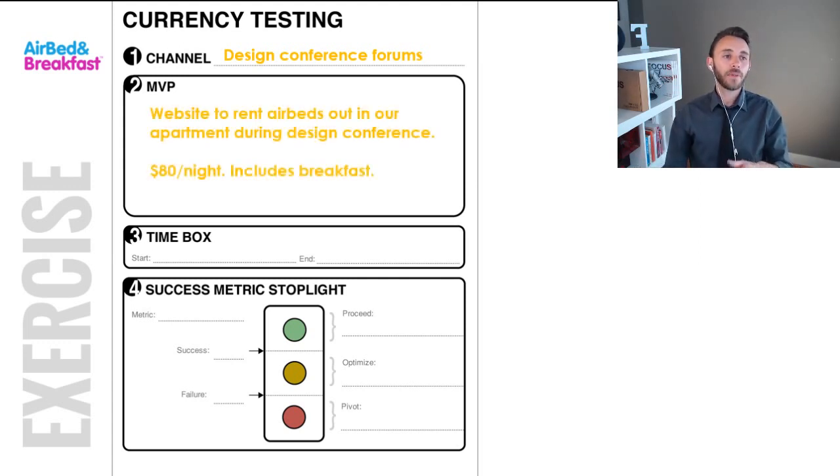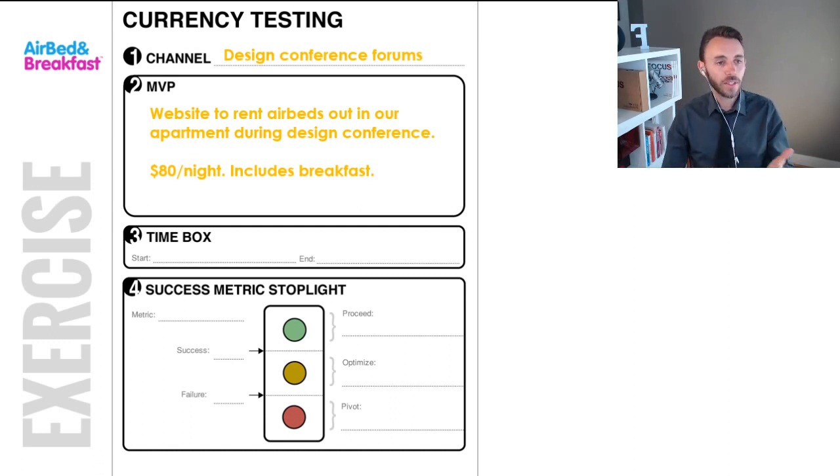All right, the next step is that students are going to describe their MVP. Again, it doesn't need to be a full working prototype. We don't need to go crazy here. All we need to do is demonstrate what problem they're going to try and solve and how they're going to try and solve it. So in this case, they're going to have a simple website that describes that they're renting out airbeds and they're going to charge $80 a night and they're going to include breakfast.